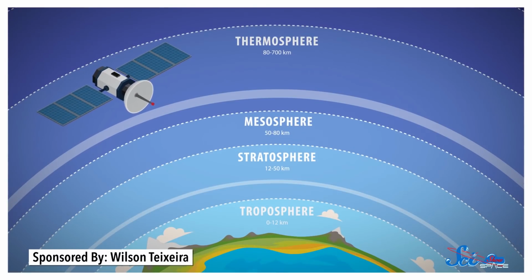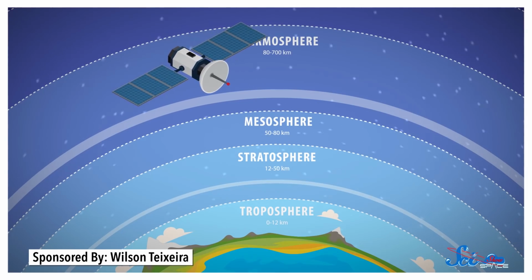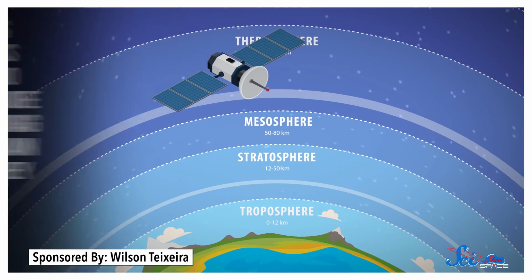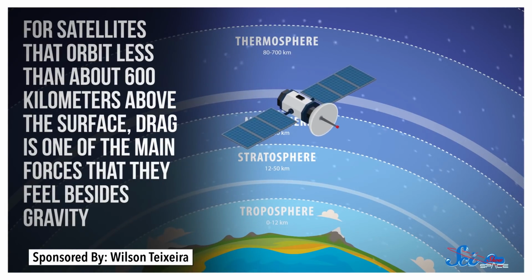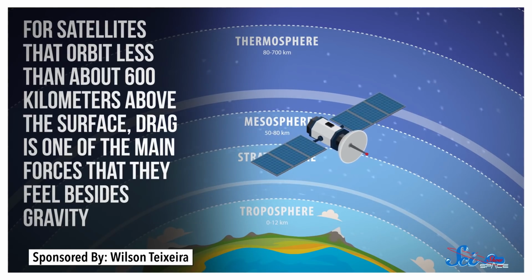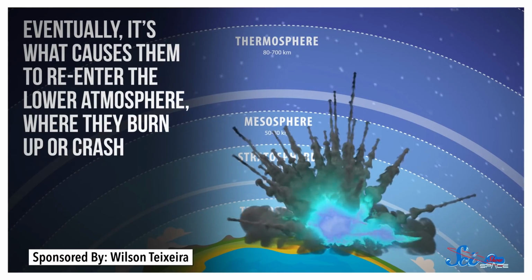Normally, this means the satellites experience drag, where they're constantly running into particles in the atmosphere, losing energy, and dropping a little closer to the Earth. In fact, for satellites that orbit less than about 600 kilometers above the surface, drag is one of the main forces that they feel besides gravity, and eventually, it's what causes them to re-enter the lower atmosphere, where they burn up or crash. But as the upper atmosphere gets thinner, thanks to climate change, the amount of drag goes down, and that means satellites stay in orbit longer. Like, it could be years longer for those that are near that 600-kilometer altitude.